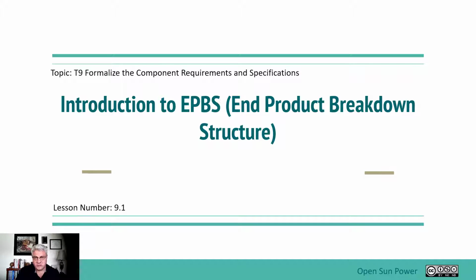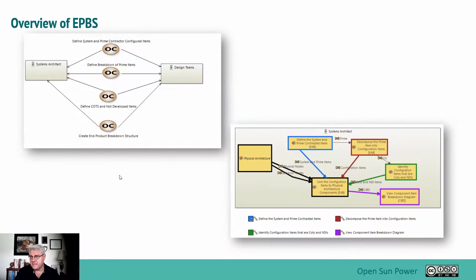And in this section of the course, we're going to talk about EPBS, Introduction to EPBS, which means End Product Breakdown Structure. In this portion of the course, we're going to learn about the capabilities and activities that are done during this phase. During this phase, you define the system prime and contractor configured items. Those are items that are the highest part of the system. It kind of defines the whole system and the components of it.